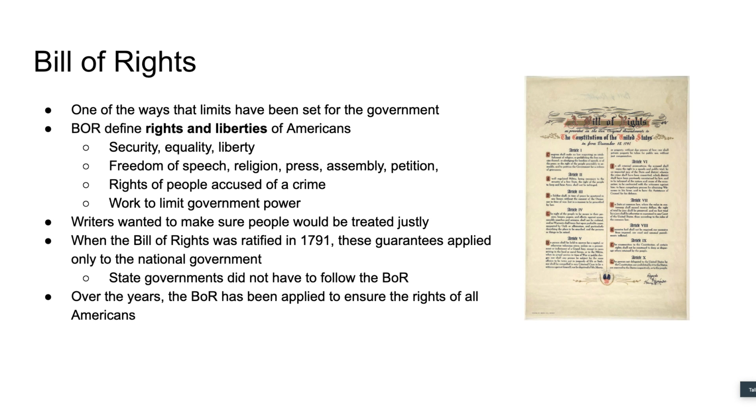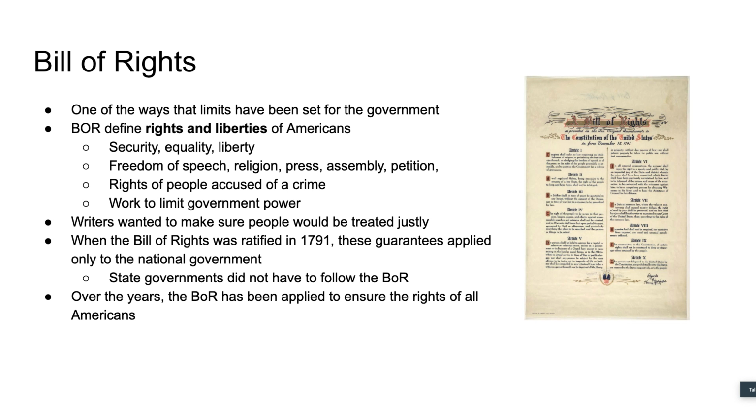The Bill of Rights defines what rights and liberties Americans have, whether it's security, equality, or liberty, for example freedom of speech, press, and assembly. There are rights for people who are accused of a crime. All of this works to limit the government's power, so that they don't have way too much power and are not ruling over us, like a dictator would in a different kind of country. Basically, the writers wanted to make sure the American people would be treated justly and wouldn't be discriminated against or treated in a way that they didn't approve of.